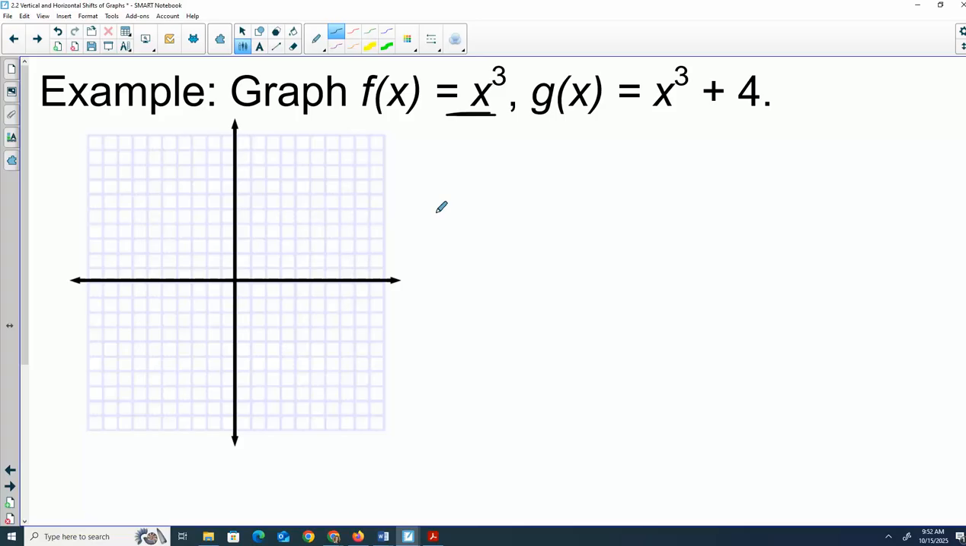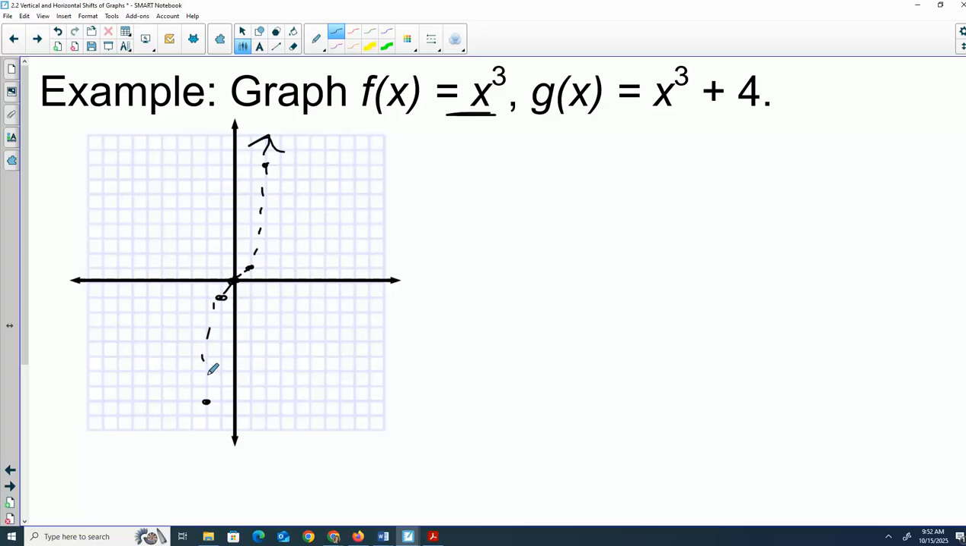But on the test, you don't have that calculator. Make a table. Can we just do a table verbally? If I put in 0, 0 to the third is? If I put in 1, 1 to the third? 2 to the third? Negative 1 to the third? And negative 2 to the third? Okay, this was on that handout from last week when we did our parent functions.